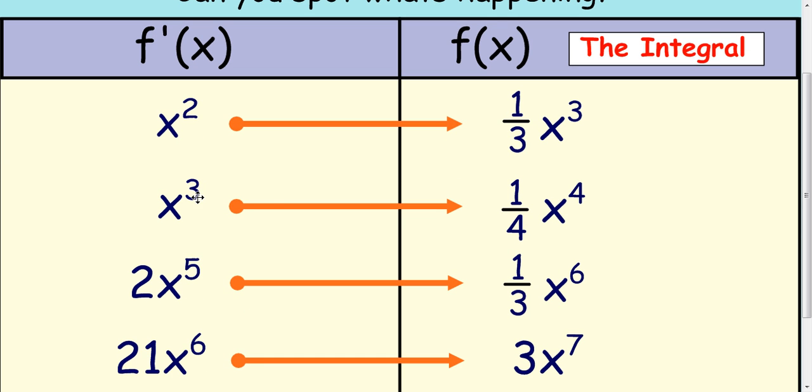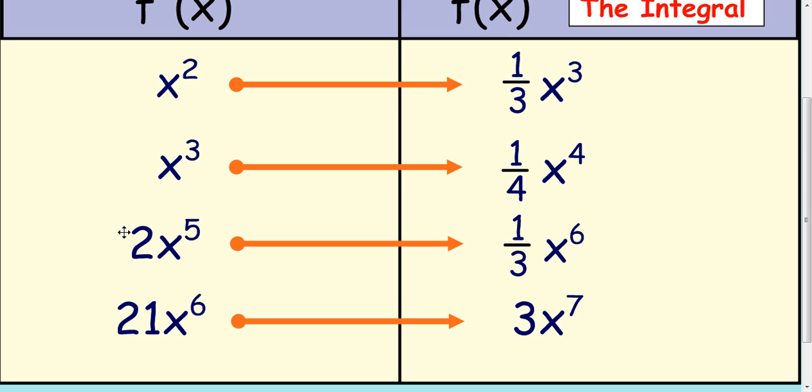Next, if you integrate x cubed, you add 1 to the power and divide by the new power to get a quarter x to the power 4. Same idea here, except we've got a coefficient greater than 1. So add 1 to the 5 to get 6, and then you divide the 2 by the new power, so you'd get 2 over 6, which simplifies to 1/3. And lastly, 21x to the power 6. If you add 1 to the power of 6, you get 7, and then divide 21 by the new power to get 3.